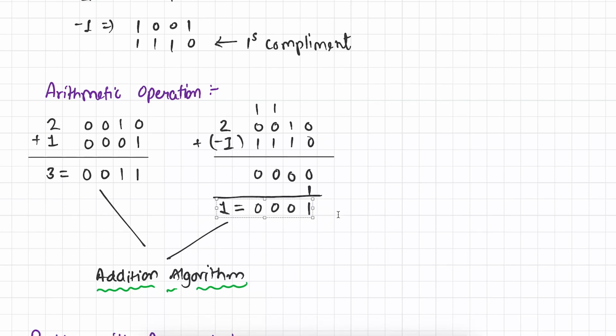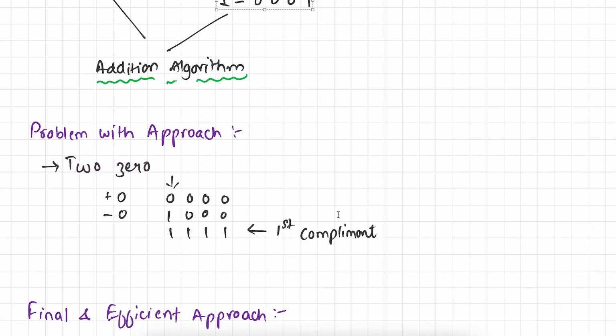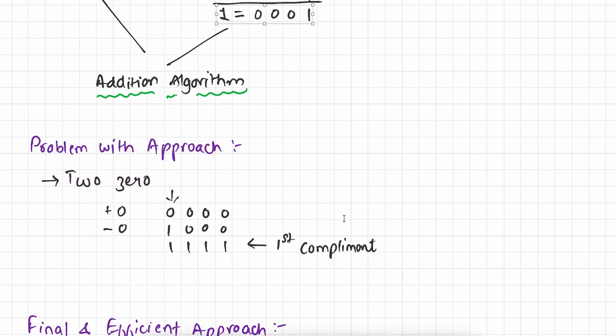So here we get one advantage: we do not have to use two algorithms for addition and subtraction. By using one algorithm only, we can perform arithmetic operations. And in the case of multiplication and division also, we only need one algorithm if we use 1's complement. But this approach also has one problem, and that problem is again 2 zeros. Even if we set the most significant bit and all the bits to 0, this becomes positive 0. And if we set the most significant bit to 1 and find the 1's complement, it becomes 1, 1, 1, 1, and this is nothing but a negative 0. Still we are facing the same issue of 2 zeros.